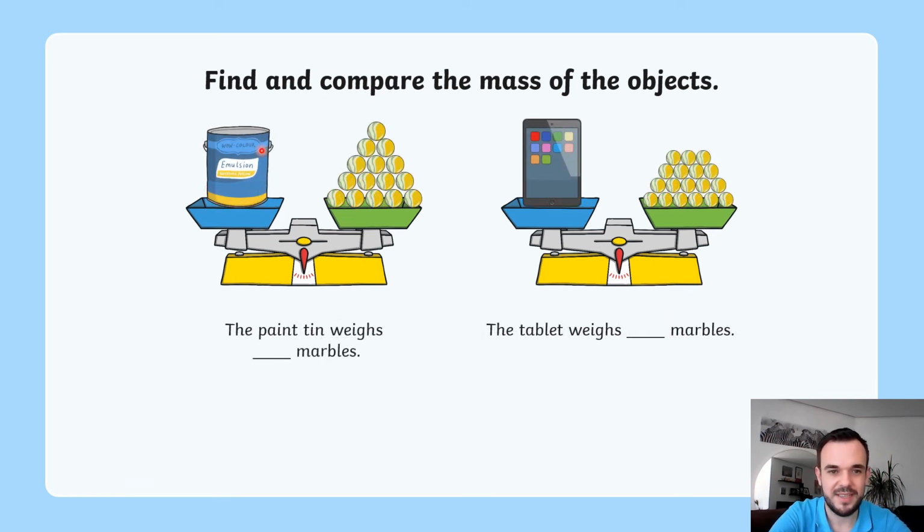Oh, as you can see, a paint tin weighs lots and lots of marbles and a tablet weighs lots and lots of marbles. The paint tin is the same as 15 marbles and the tablet is the same as 18 marbles. That's a lot of counting.